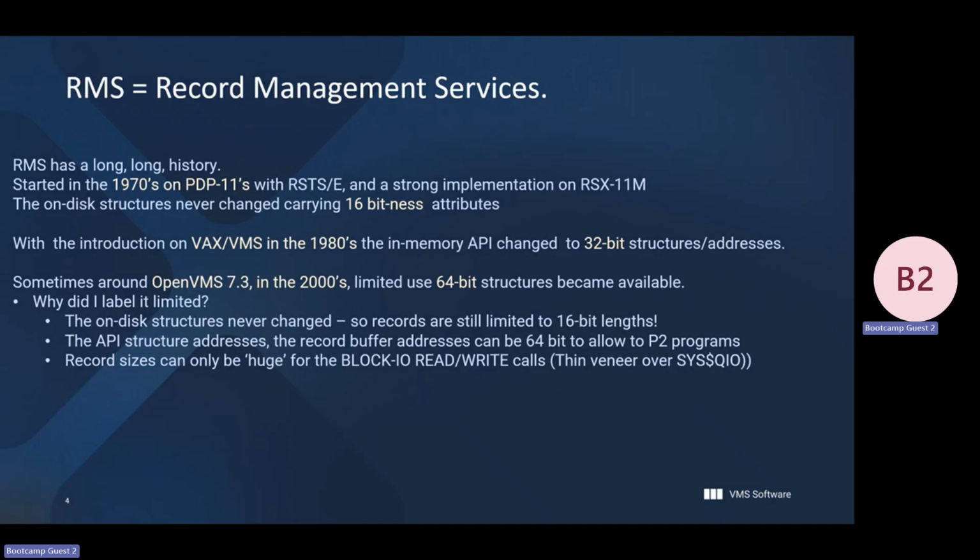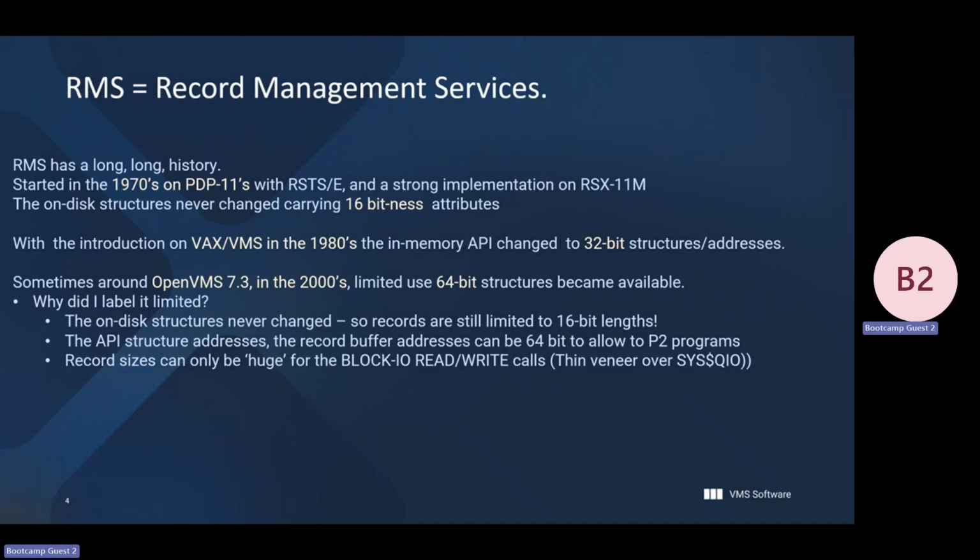Come along VAX VMS, we now are talking 32 bits, and the in-memory structures, everything changed to 32-bit addresses, but the files on the disk are still the same. And then sometime in, I think it was 7.3 in the 2000s, 25 years ago already, 64-bit finally became widely available for us to work with. RMS adopted a limited 64-bitness in the sense that it had the opportunity to make massive buffers and massive buckets. It didn't go there.